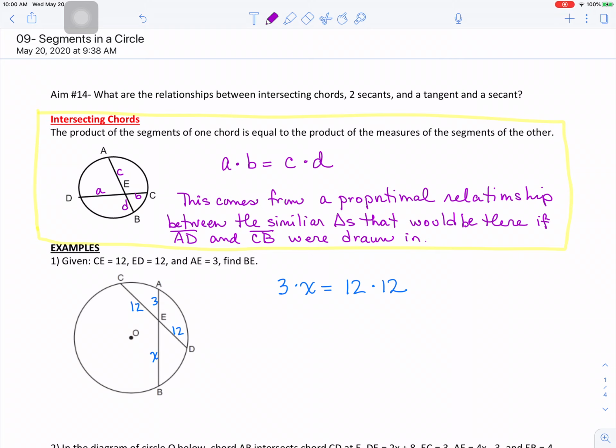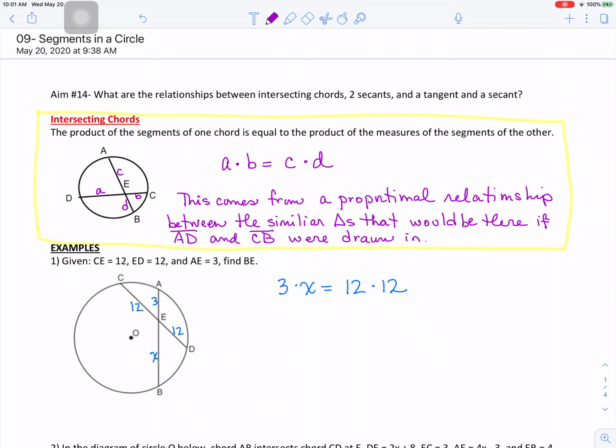And I bolded in red the special circumstances. There are 3 of them. And I also boxed the whole theorem in a box for you to find it. Okay, so the product of the measures of the segments of one chord is equal to the product of the measures of the segments of the other chord. So A times B, you have to multiply them, equals C times D.